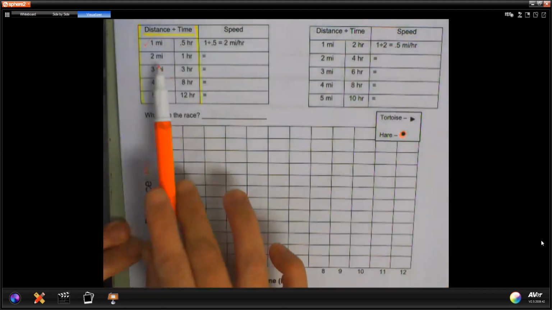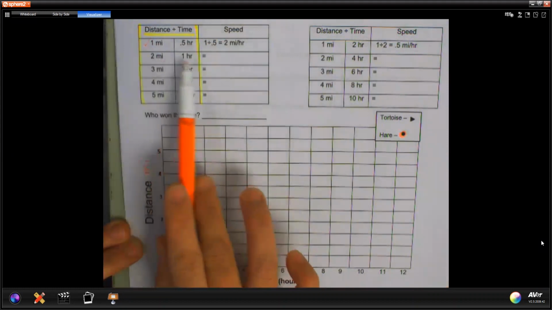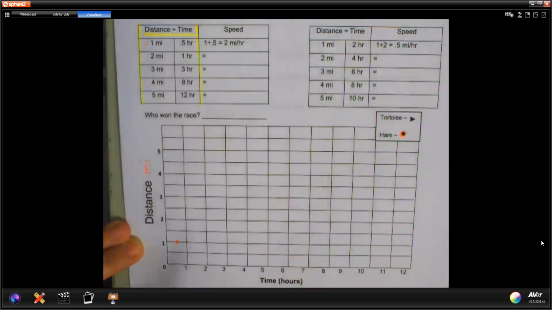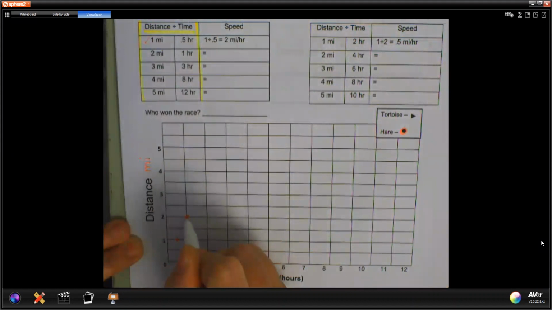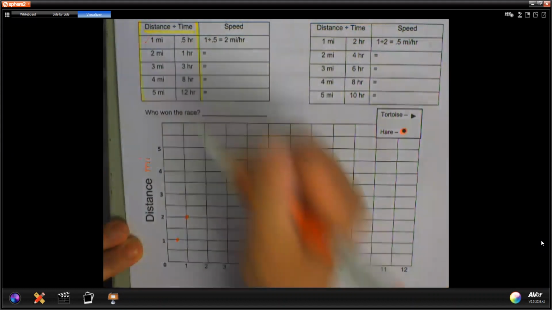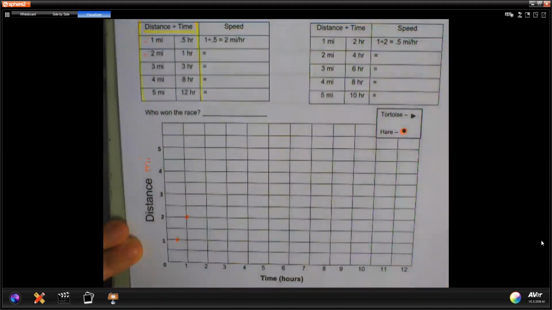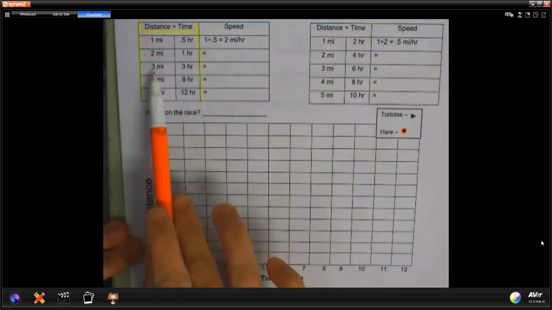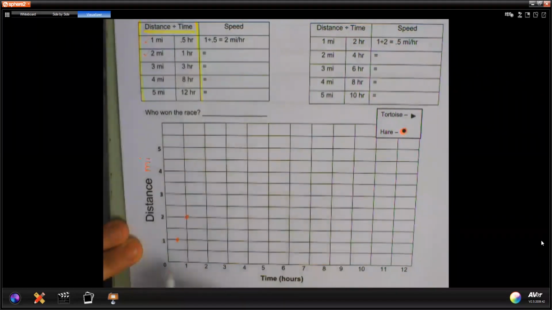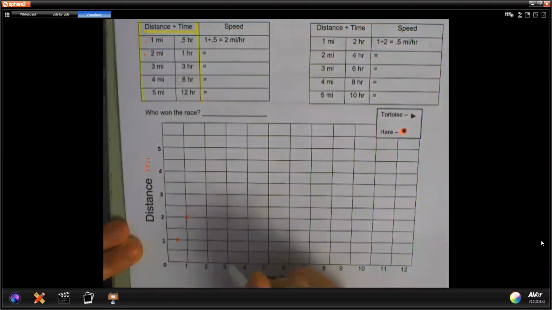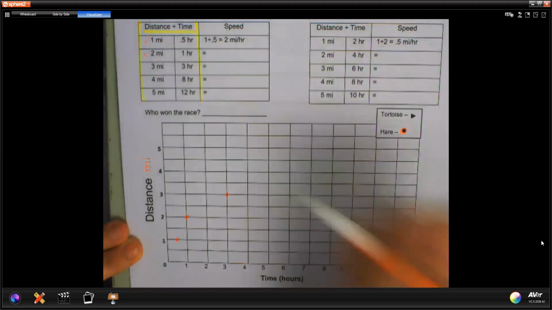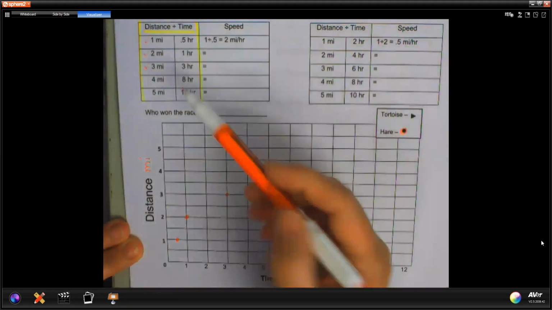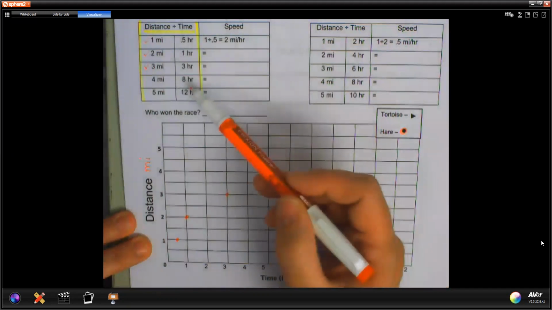Next, our second point is at 2 miles and 1 hour. So again, I'm going to come across the bottom to 1 hour and go up to 2 miles. I'll plot my next point there. Okay, that's that one. Then our next point is 3 miles, 3 hours. I'm going to go across to the 3 hours, up to the 3 miles, and draw my next point. That's that one. Then our next one is 4 miles in 8 hours.